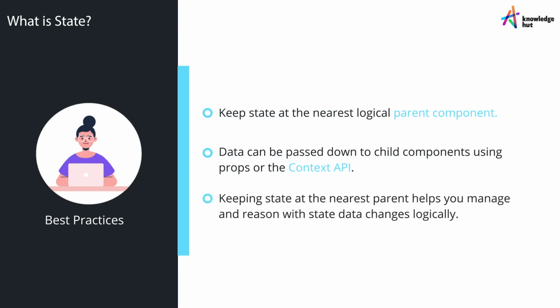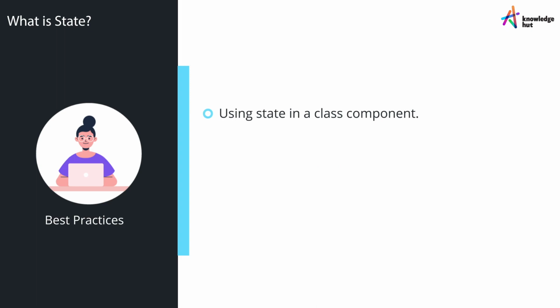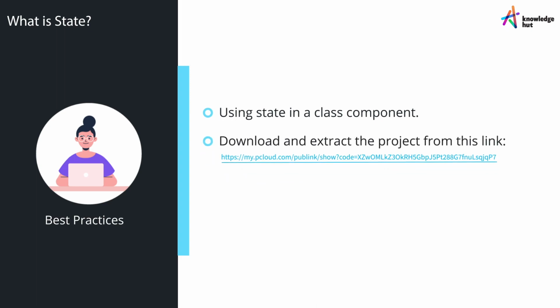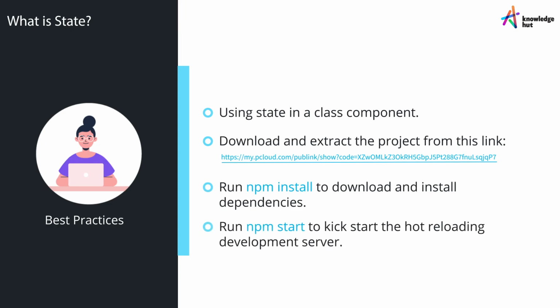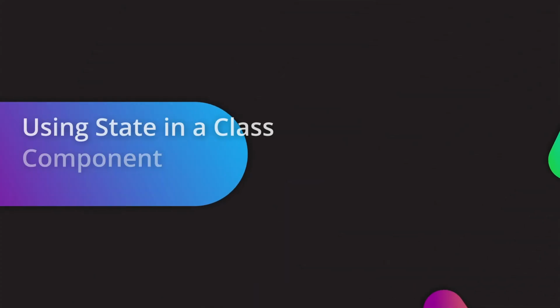Keeping state at the nearest logical parent helps you manage and reason with state data changes in a much more logical way. Let's now see a simple example of using state in a class component. First up, download and extract the project from this link. Then run npm install to download and install dependencies. And finally run npm start to kickstart the hot reloading development server.